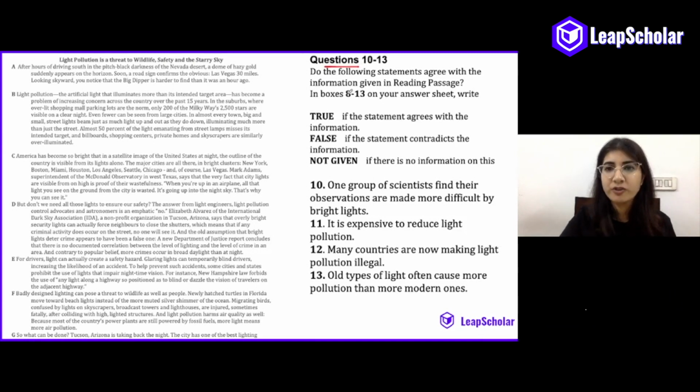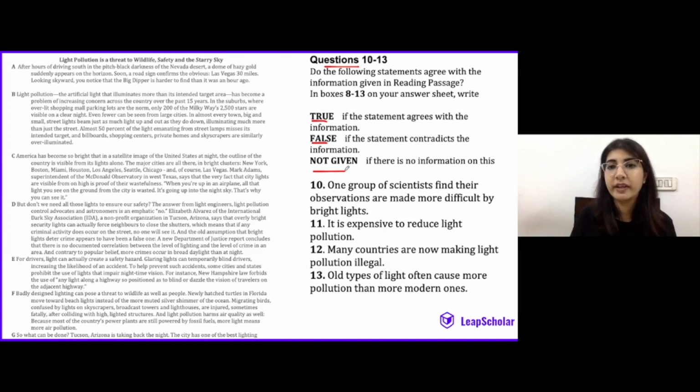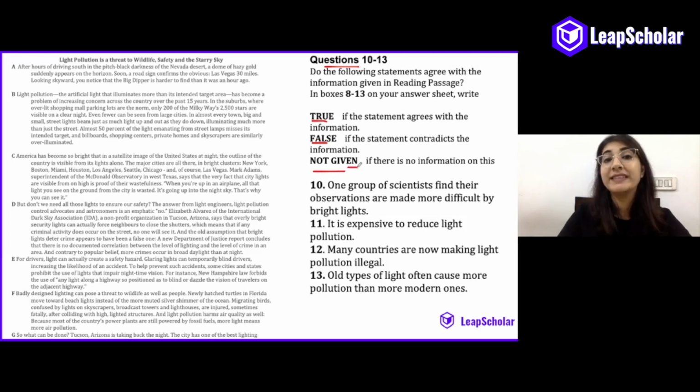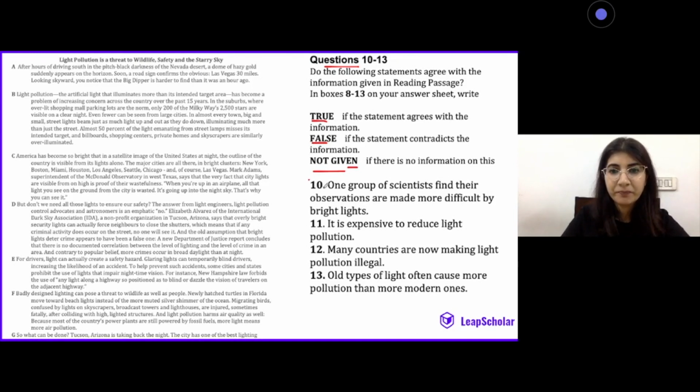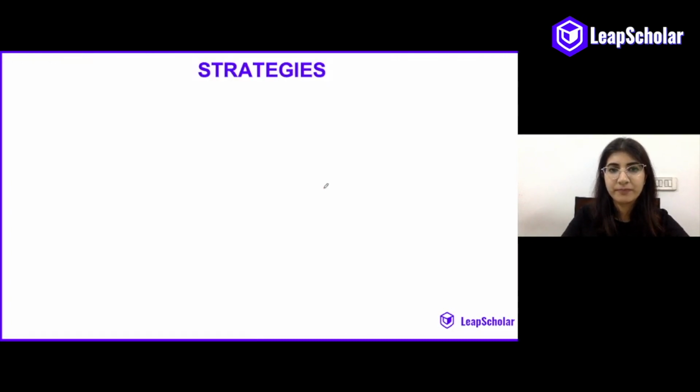So you have three options: true, false, and not given, or it would be yes, no, and not given. So you should mark true only when the statement agrees with the information, false if the statement is exactly opposite to or contradicting the information, proving the information false, and not given when there is absolutely no information or there is not exact information present in the paragraph. All right, here are your four statements. So read these statements carefully and let's see the strategies that we need to follow to solve this question task.